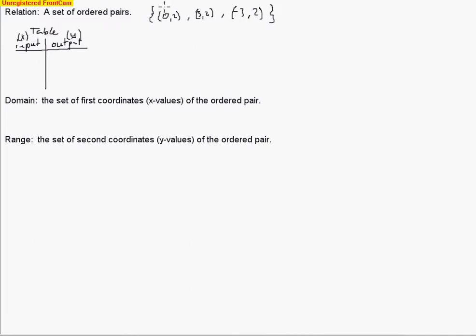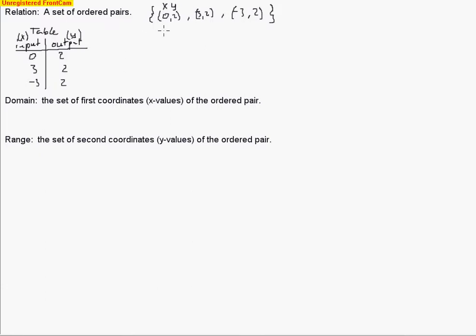So we think of the first number here as our x value. The second number is our y value. So we always have input first, then the output. So in this case, 0, 2. The next one would be 3, 2. And negative 3 and 2. So that's the table form.